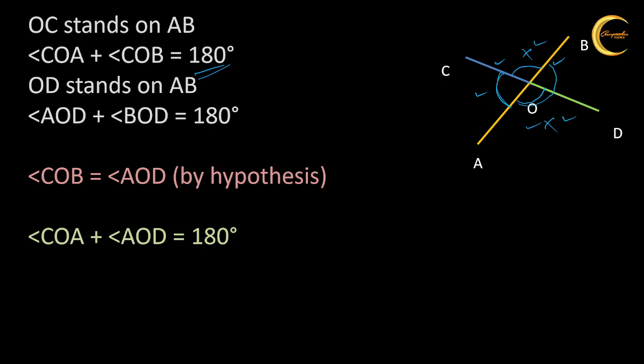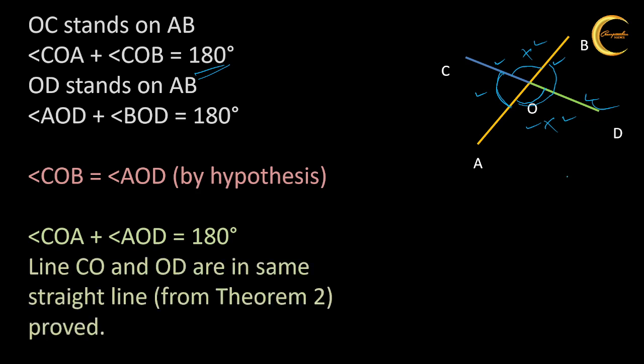So these two angles are called supplementary angles. If they are supplementary angles, then it has to be a straight line. This CD has to be a straight line. So this is our proof, and this proof comes from which theorem? This theorem, theorem 2.